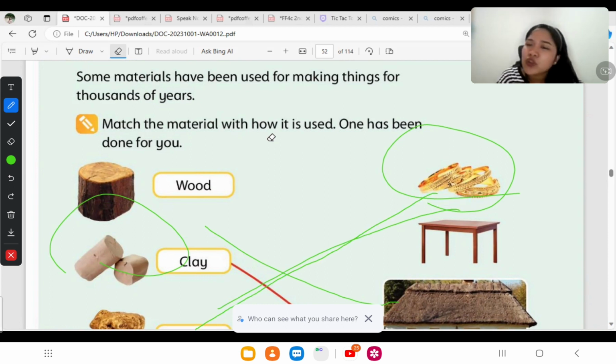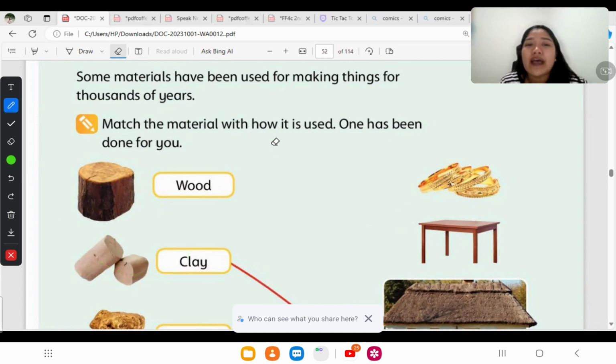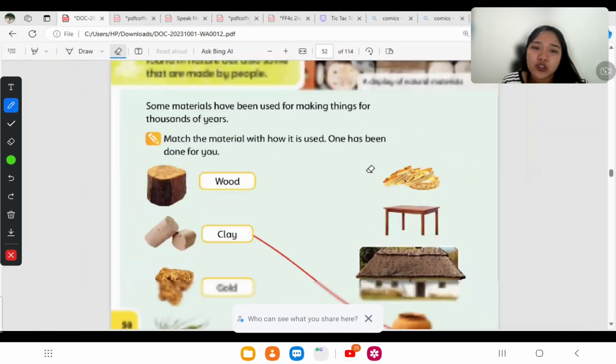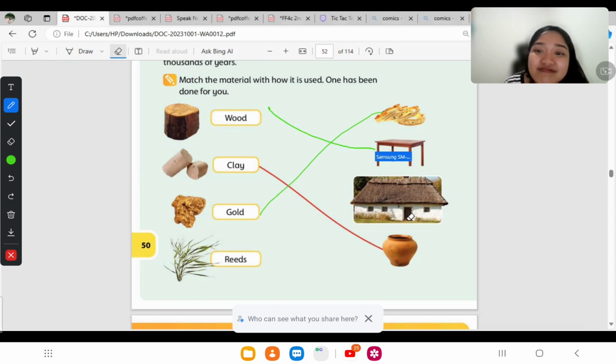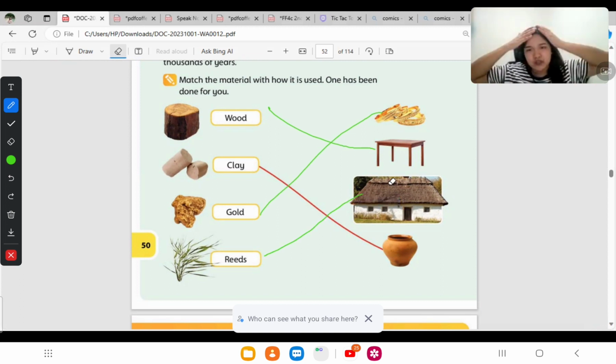But you know what? We're going to match each of the materials with how it's used. So clay, our pot is made from the clay. Good job. Exactly. And how about here? Wood. Okay. And the last one is reeds. So reeds are used by some people for their roof. It's made of reeds.